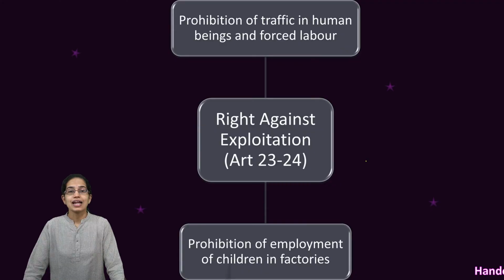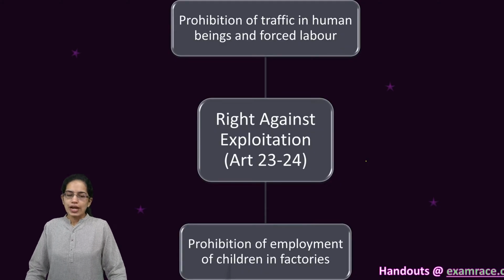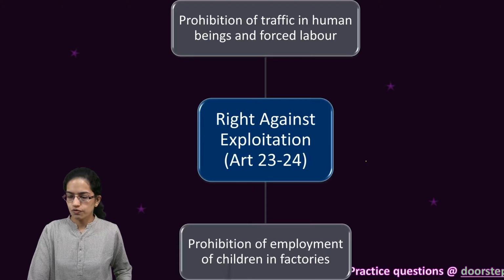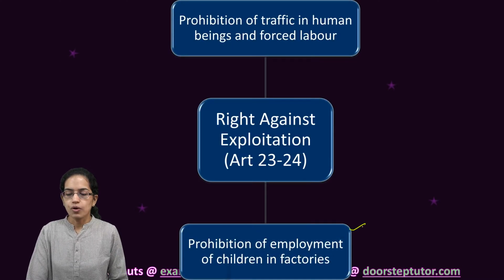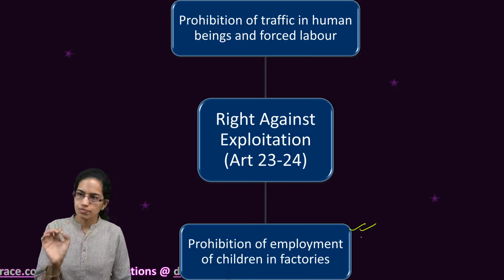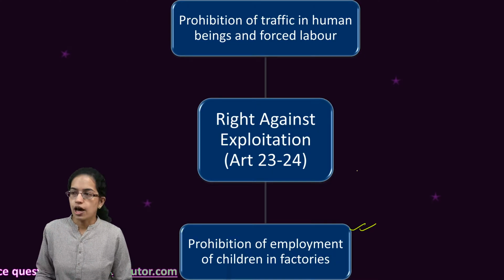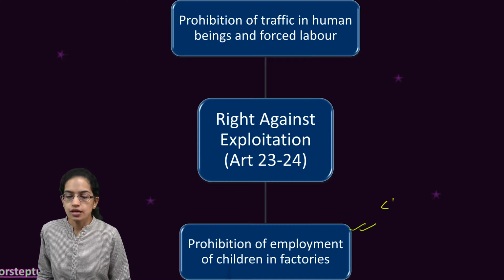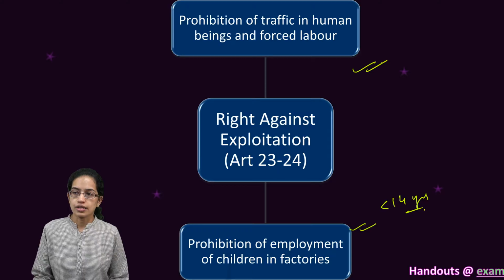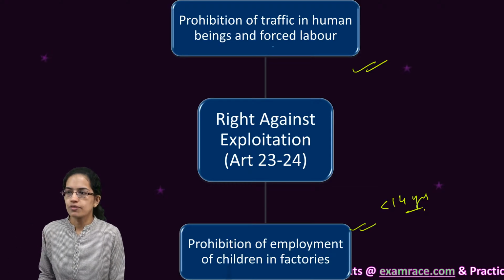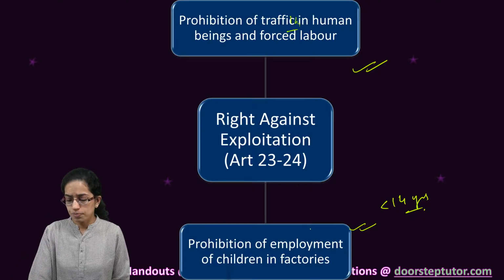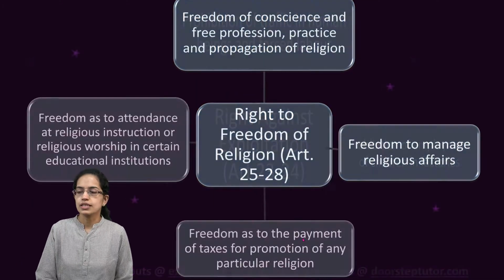The next is right against exploitation. Right against exploitation means that no child under 14 years of age would be provided employment in factories, mines or any other hazardous employment. Again, this is under 14 years of age. And prohibition of trafficking in human beings should be checked. So the prohibition of trafficking is something that is important.